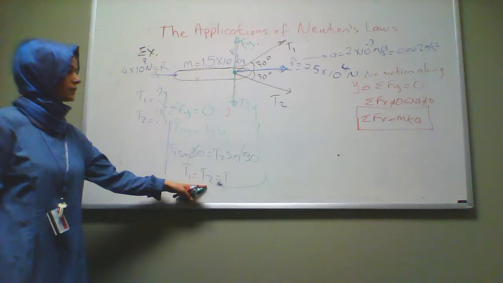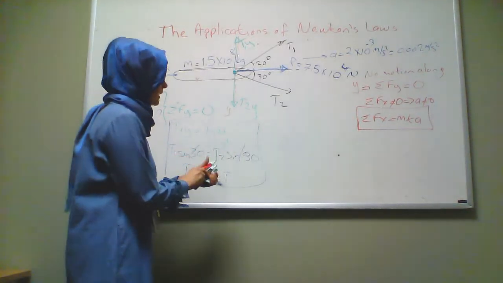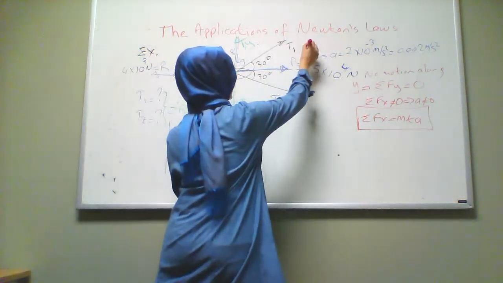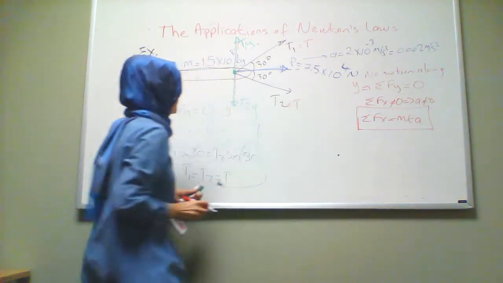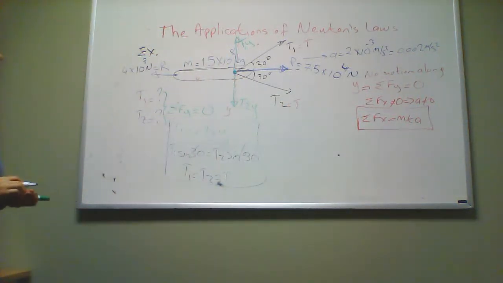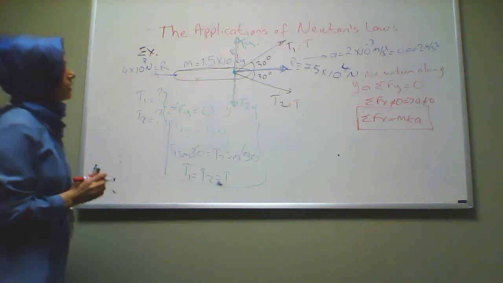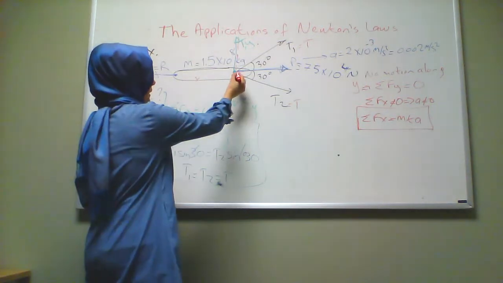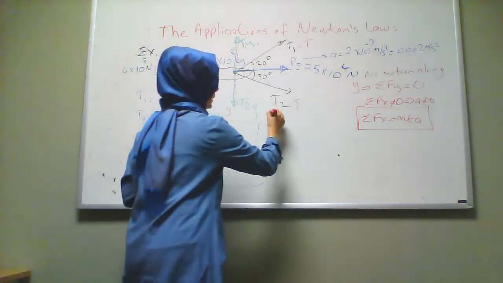So T1 is equal to T2. Now I'm going to call them T and solve my x direction. These are equal, I got that information. Now I am trying to find what they are. They are equal to each other, but what they are in Newtons. Now I'm going into the x direction.